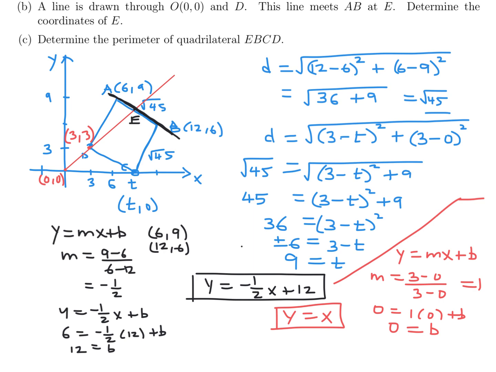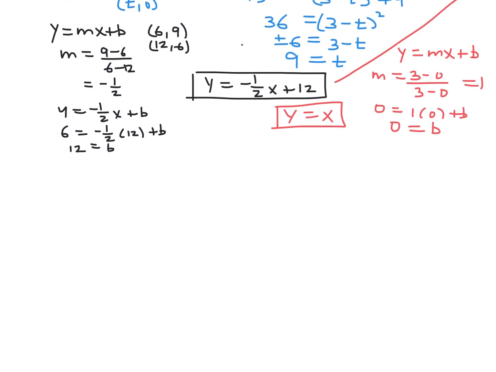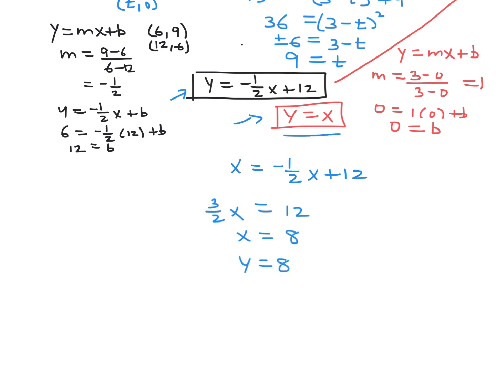So now I just have to figure out the intersection point of those two lines, and that will give me the coordinates for E. Shouldn't be hard. So x equals minus 1/2 x plus 12 if you combine these two, and therefore 12 would be 3/2 x, and therefore x would be 8. And then y would be 8, since y equals x, and therefore the coordinates of E are (8, 8) as the answer.